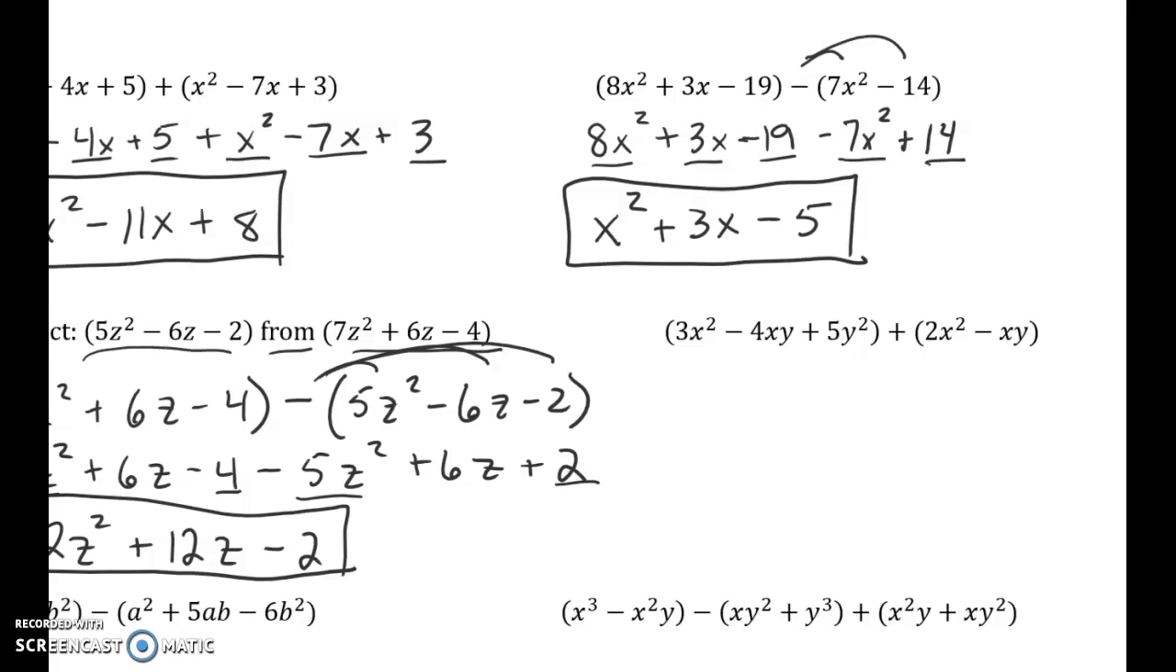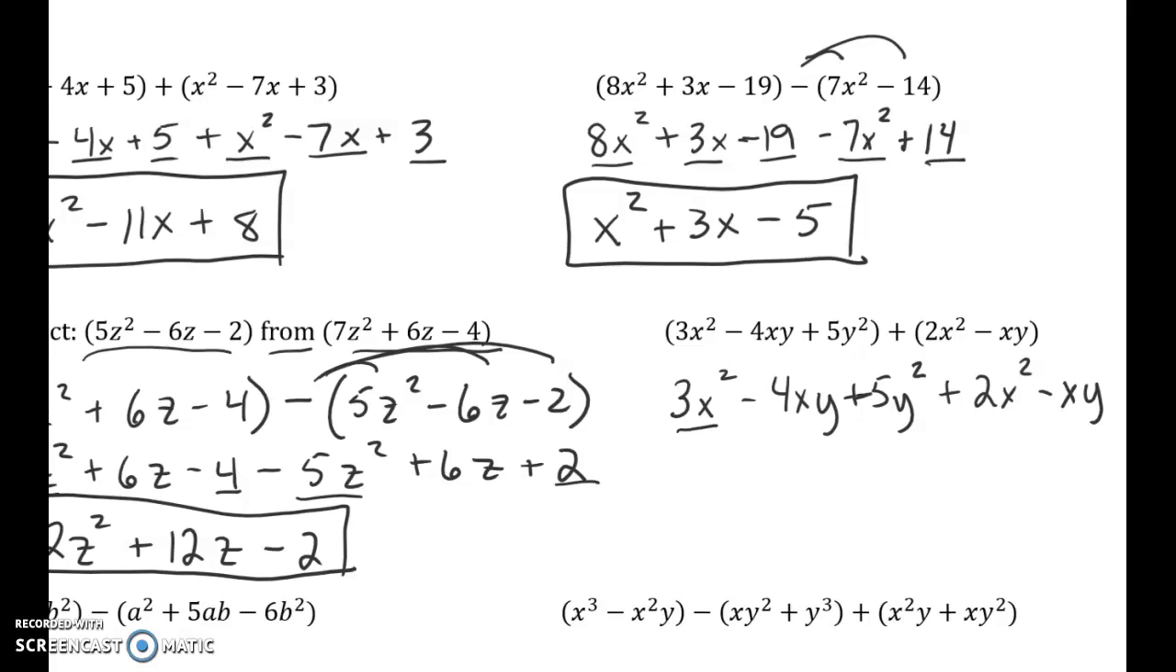So we're back to adding polynomials. In this next one we have 3x squared minus 4xy plus 5y squared. So it's a polynomial in two variables, plus 2x squared minus xy. And that's a polynomial also in two variables.